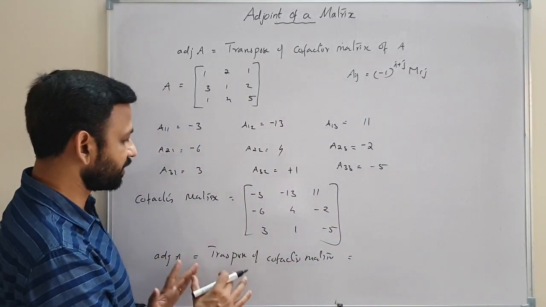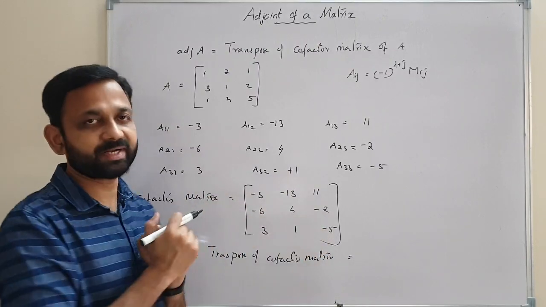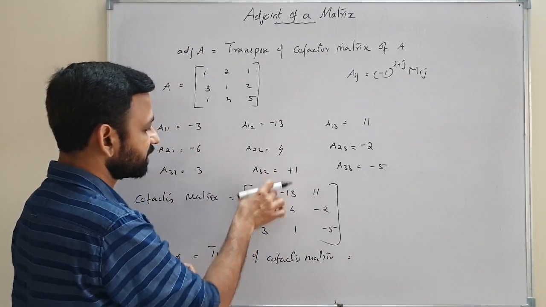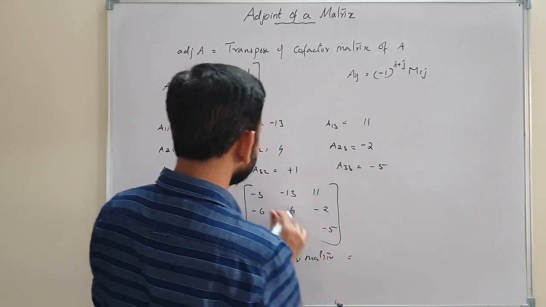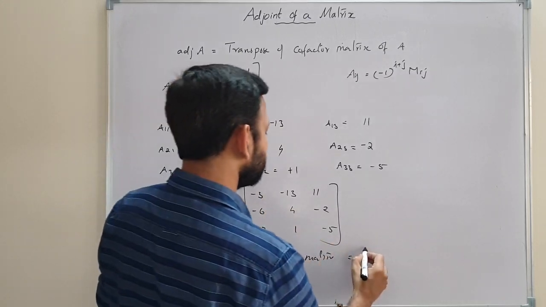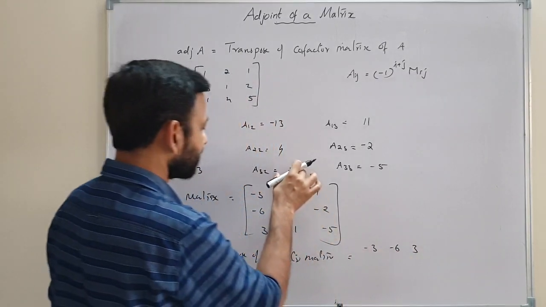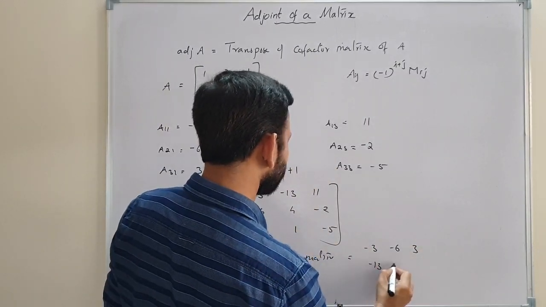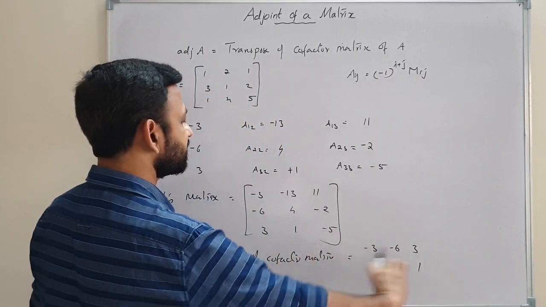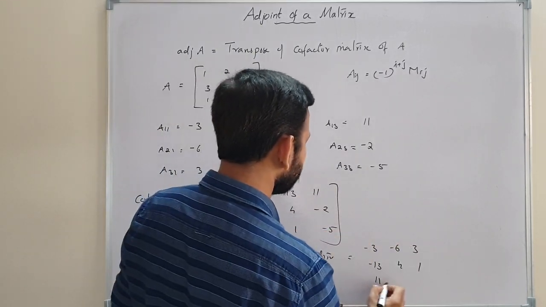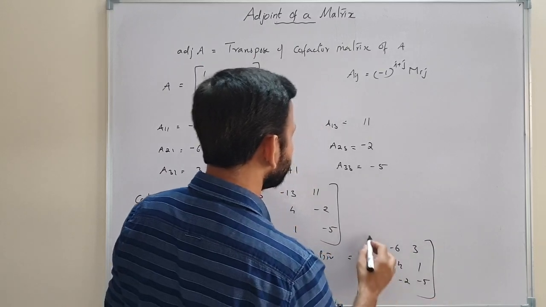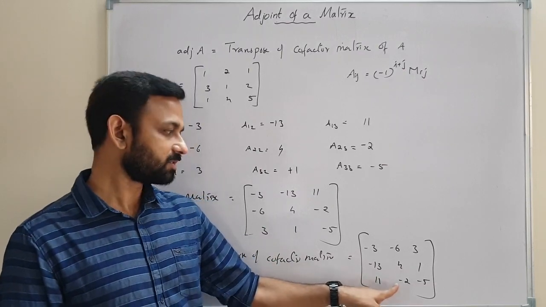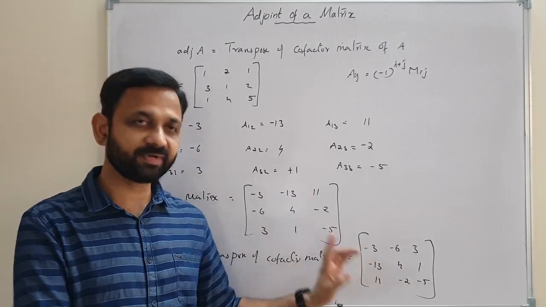If we want to find adjoint A, that is the transpose of this cofactor matrix. Transpose means we need to interchange rows and columns. So the first column will be the first row: minus 3, minus 6, 3. Second column, minus 13, 4, 1, will be the second row. Third column will be the third row: 11, minus 2, minus 5. So now we got the transpose of the cofactor matrix. That is adjoint A. And here you need to verify the numbers.